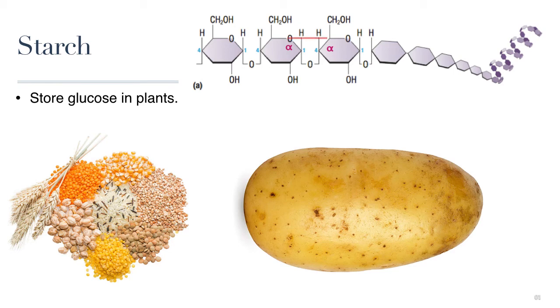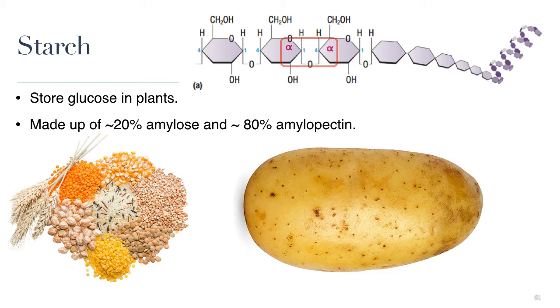In starch, the glucose monomers are in the alpha form, with the hydroxyl group on the carbon sticking down below the ring, and they are connected mostly by alpha 1,4 glycosidic bonds. Starch is actually made up of a mixture of two different polysaccharides, amylose and amylopectin. Both of these are polymers of glucose.